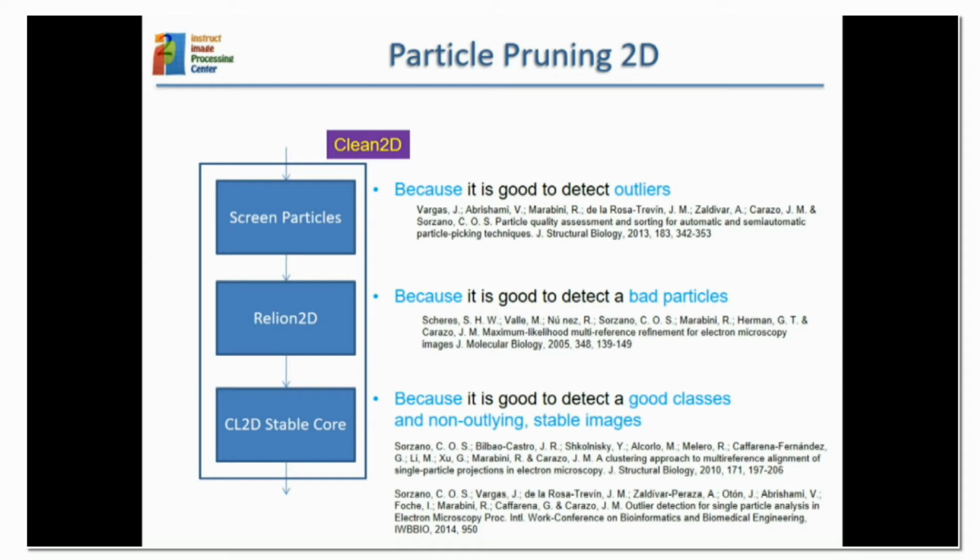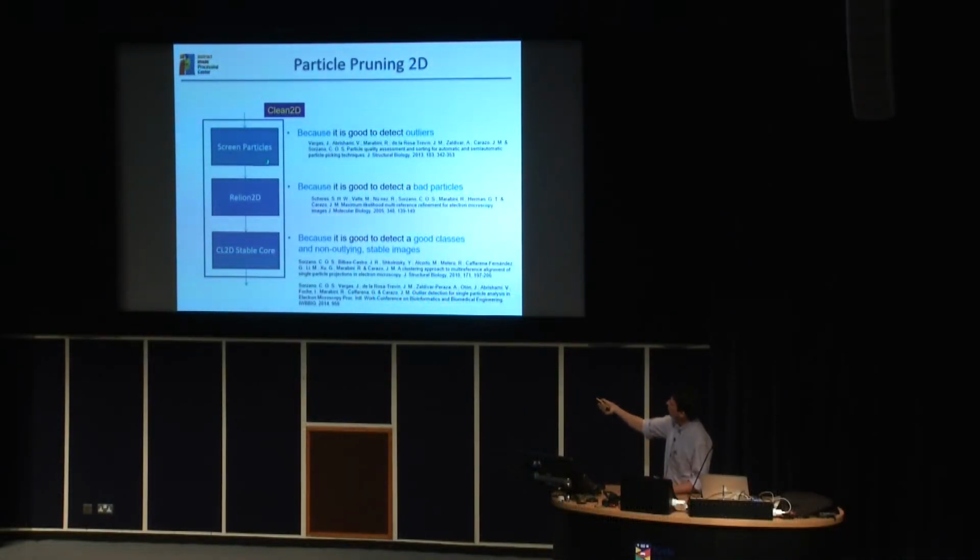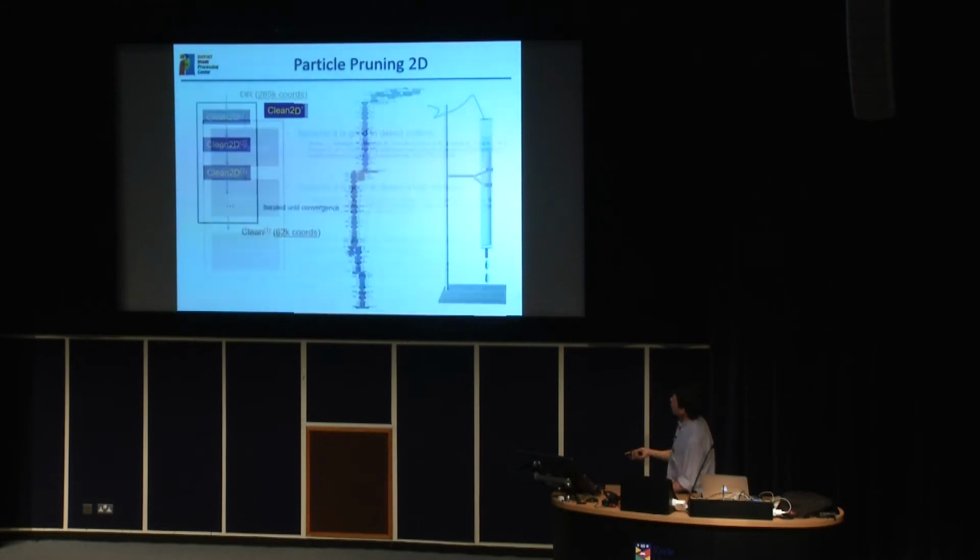So I wouldn't use just one algorithm. I would use the failures of one will not be the failures of the other. So applying them in a kind of sequence, like I will get rid of very bad things, then this one is good also at identifying bad particles. This one is good at identifying good classes and images that are close to the centroids of the classes. And then you can apply a sequence of them.